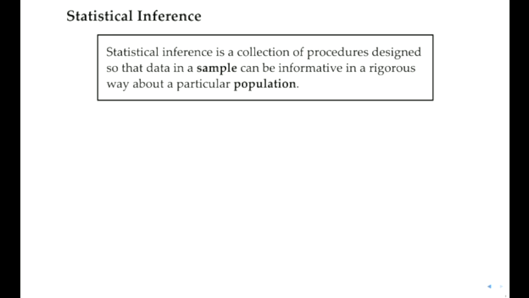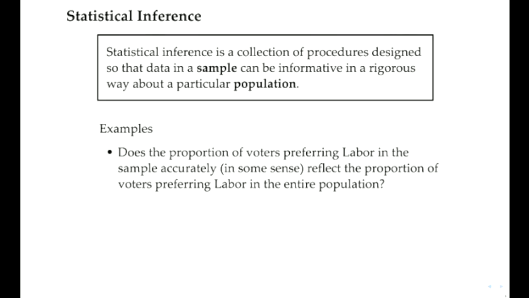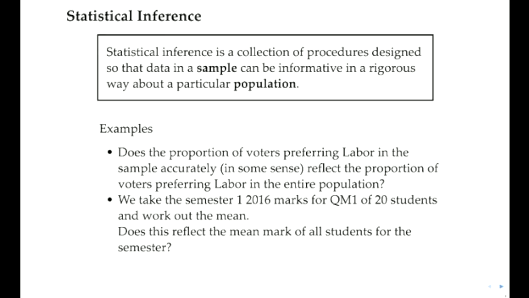All right, statistical inference, I've essentially told you this already. Statistical inference is the process of trying to use information in a sample to infer something about the underlying population. The example being something like, we survey a few voters, find out which one they prefer, and then try and figure out from that what will happen when everybody votes.